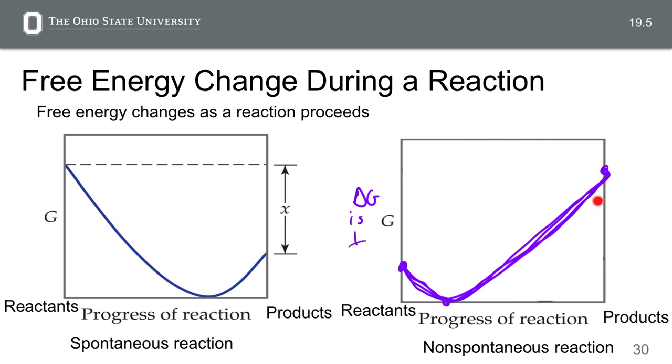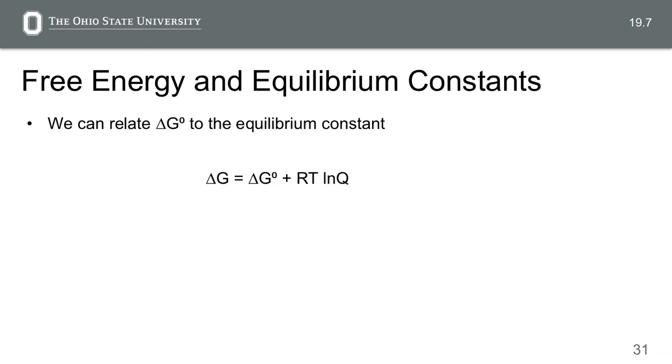If we try to make more products, we have to put in lots of energy. Okay. So again, this is for a non-spontaneous reaction. And here we have, in a non-spontaneous reaction, reactants are favored. Okay, very good.